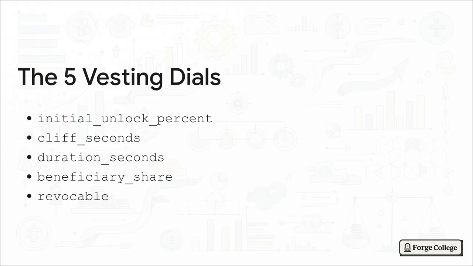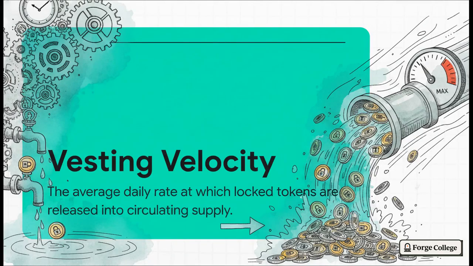I want you to visualize a massive control panel right in front of you. Here are your 5 main dials. 1. Initial unlock percent. 2. Cliff in seconds. 3. Duration in seconds. 4. Beneficiary share. And 5. Revocable. Now keep in mind, these aren't just abstract variables sitting in your Solidity code. Every single slight turn of these dials translates directly into circulating supply and stakeholder incentives out there in the real world. But before we start cranking those dials, let's clearly define a really crucial term, vesting velocity.